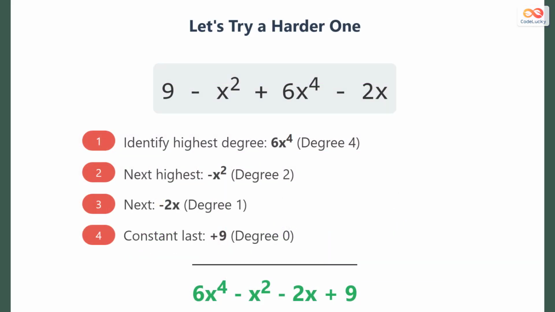Let's look at a trickier problem: 9 minus x squared plus 6x to the 4th minus 2x. Find the highest degree. That is 6x to the 4th. Write that first. Next is negative x squared, then negative 2x, and finally, positive 9. The result is 6x to the 4th minus x squared minus 2x plus 9.